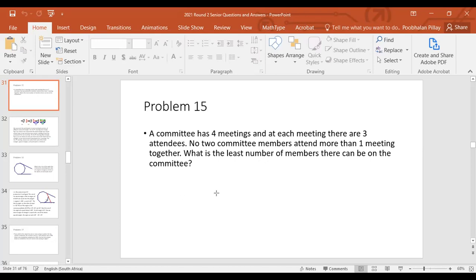All right, so the committee has 4 meetings. And at each meeting, there are 3 attendees. So there are exactly 3 people who attend any given meeting. No 2 committee members attend more than 1 meeting together. So if 2 people attended one of those meetings, a pair, they wouldn't be appearing as a pair in another meeting. That's what it says here. What is the least number of members that can be on the committee?